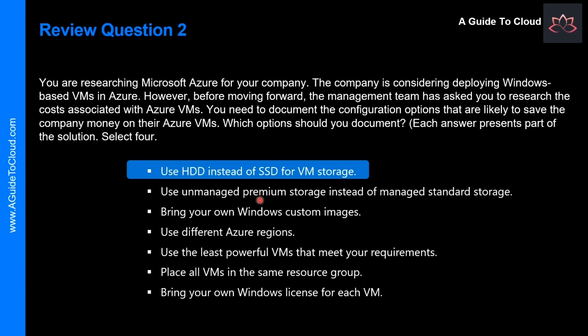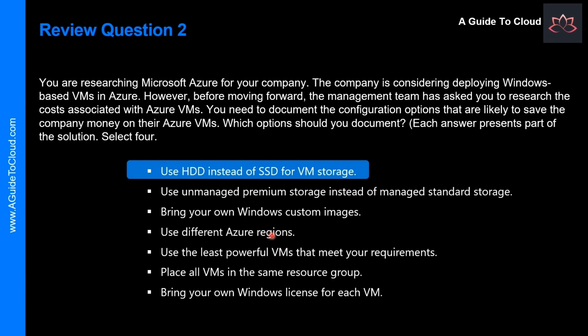Use unmanaged premium storage instead of managed standard storage. That is not going to make any difference. Premium storage is basically the same cost even if you use unmanaged or managed. Bring your own Windows custom images. That is not going to reduce any cost. If you bring your custom image, you are still paying for the license.